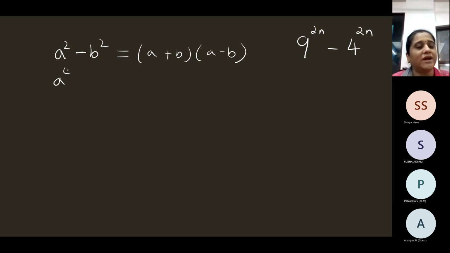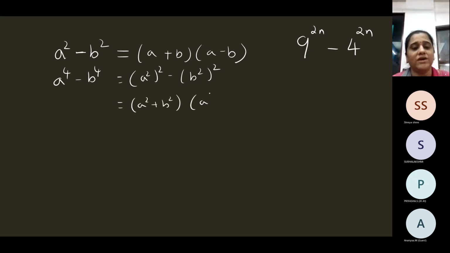Similarly, when you check for a to the power 4 minus b to the power 4, this can be factorized as a square minus b square into a square plus b square. How do you factorize this? What are the steps? a square the whole square minus b square the whole square. Correct? So it is a square plus b square into a square minus b square. You can see a square plus b square stays as it is, but a square minus b square is further a plus b into a minus b.